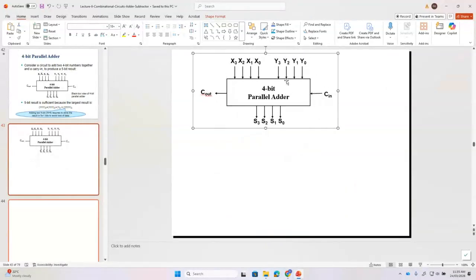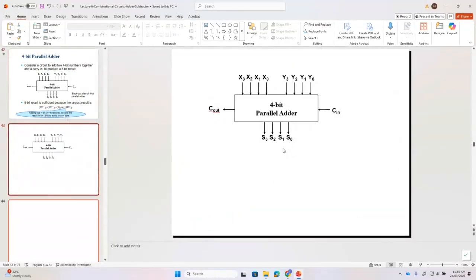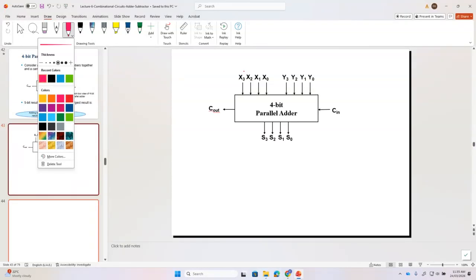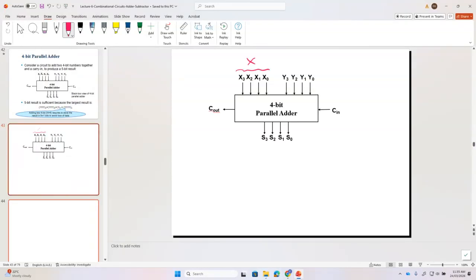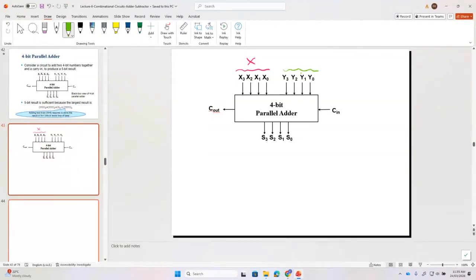We have 2 inputs. Now we want to add these 2 numbers. Please look at the block diagram. This is a 4-bit adder. We have 2 inputs. What is my first input? Anyone tell me? The first input is X. What is my second input? Y. What is my third input?